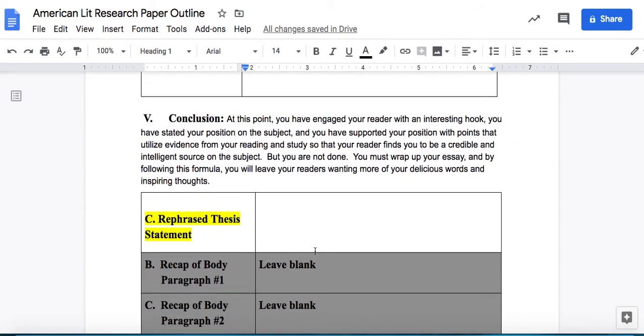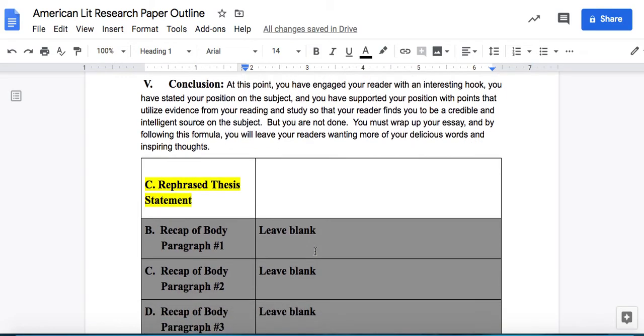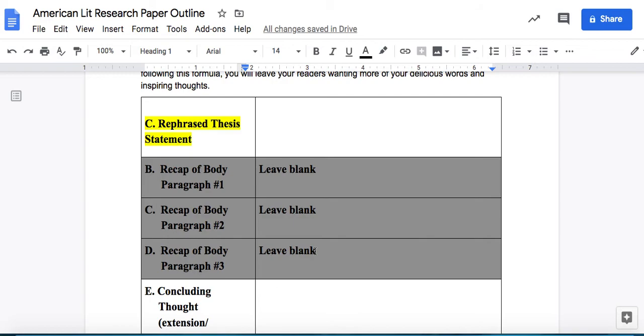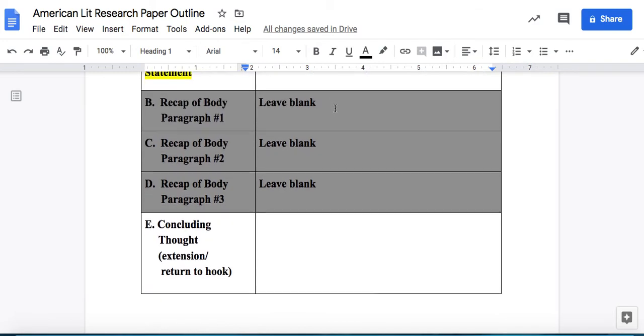Please rephrase your thesis statement. Okay. Make sure that it's not exactly a copy and paste, but that, just like in a literary analysis, you come to it with a new understanding. The recap of body paragraph one, well, honestly, in the outline, you haven't written it yet. You're not really writing the entire body paragraph. So we're going to leave these blank for now. Then your concluding thought, this is an extension and a return to the hook. When I say extension, it doesn't mean new idea. It just means, what's the overall impact? Why is this important? How has this become something that we now understand in a new way?